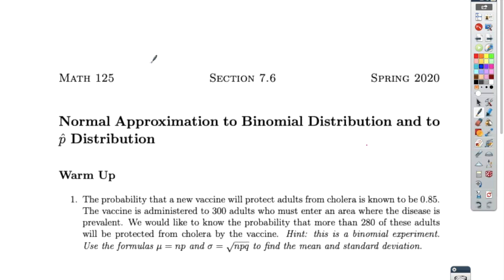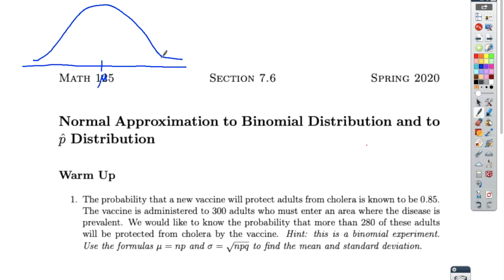Hi statisticians, and welcome to section 7.6. So this is the last section in chapter 7, which remember is all about normal distributions. So the distribution that has this kind of a shape. And we've talked about a lot of properties now of normal distributions.